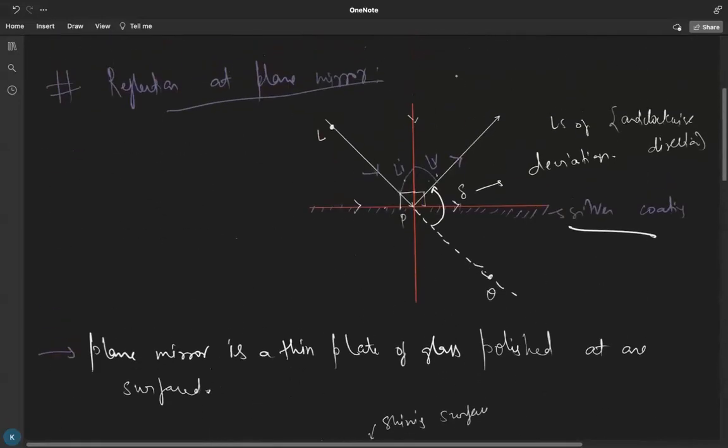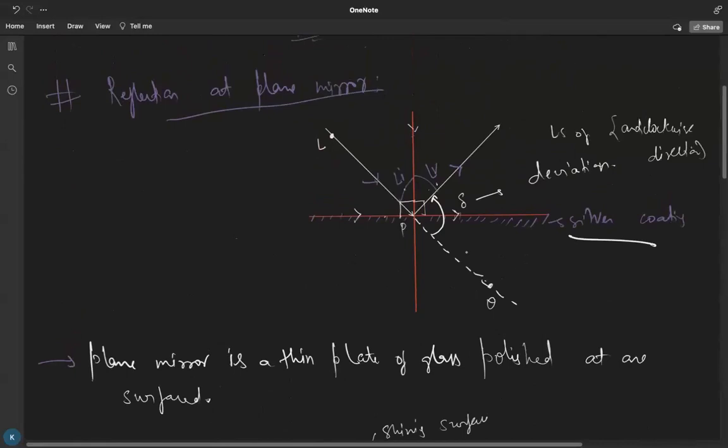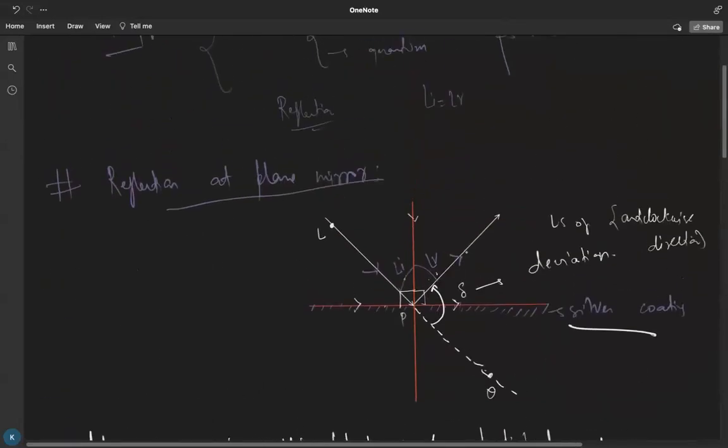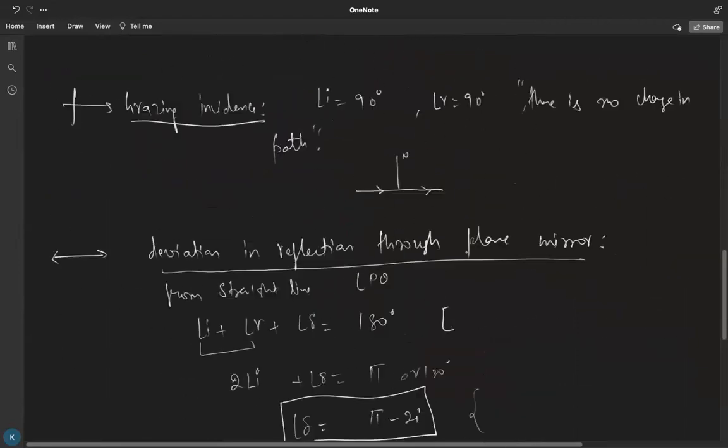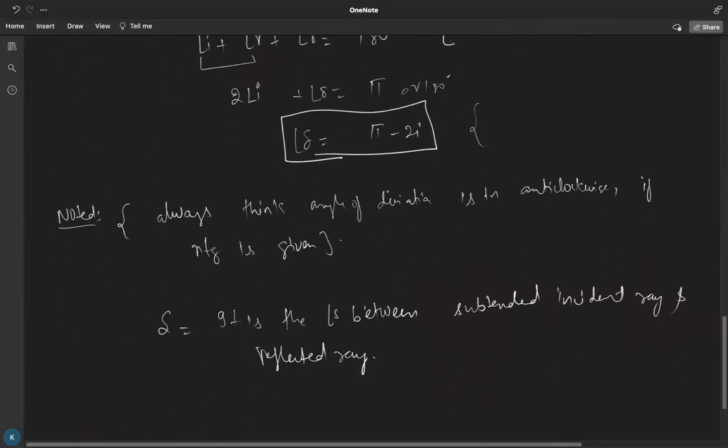The next term we are dealing with is the angle of deviation. The angle of deviation is defined as the angle between the incident ray and the reflected ray, right? I derived it, and it is equal to pi minus 2i in the anti-clockwise direction. So let me write it here. It is in anti-clockwise direction, right? This is the thing that we have to do.